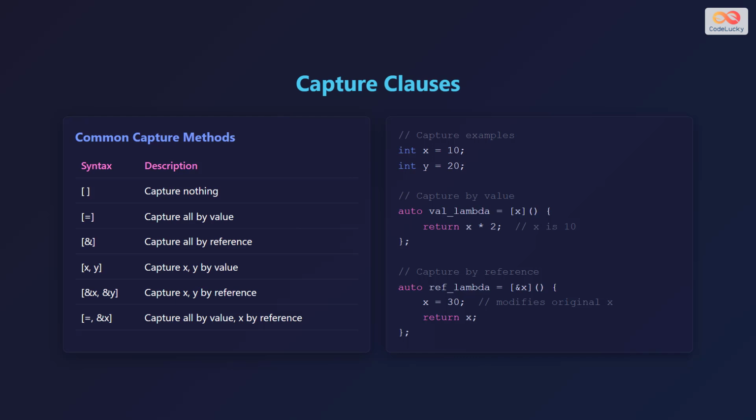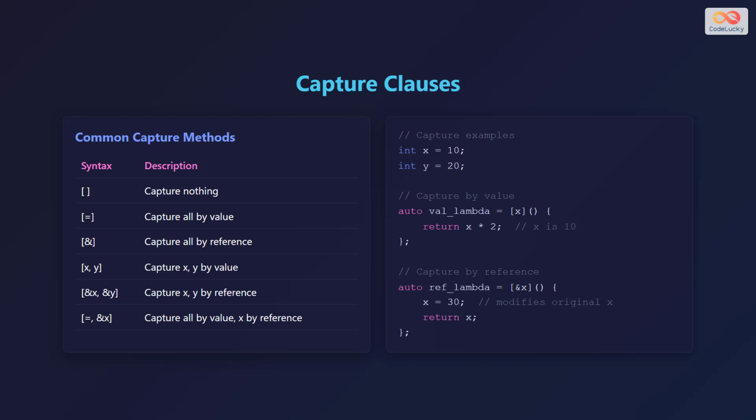An empty capture clause, indicated by empty square brackets, captures nothing. Equals sign captures all variables by value, and ampersand captures all variables by reference. x, y captures x and y by value, and ampersand x, ampersand y captures x and y by reference. Equals and ampersand x captures all variables by value except x, which is captured by reference.